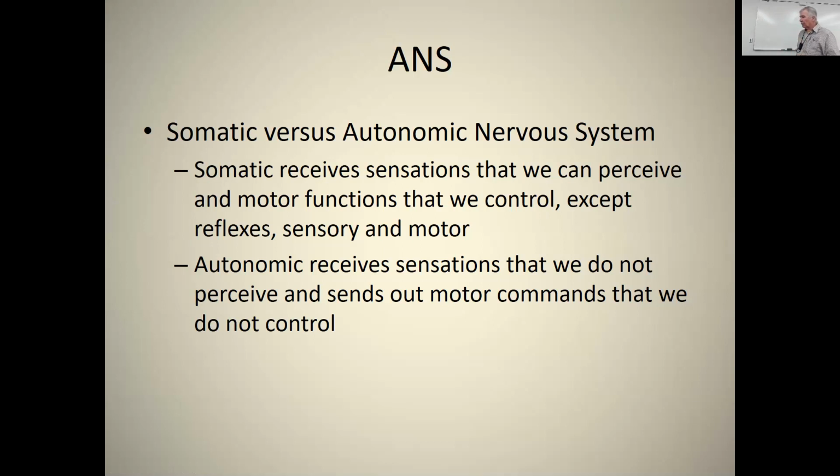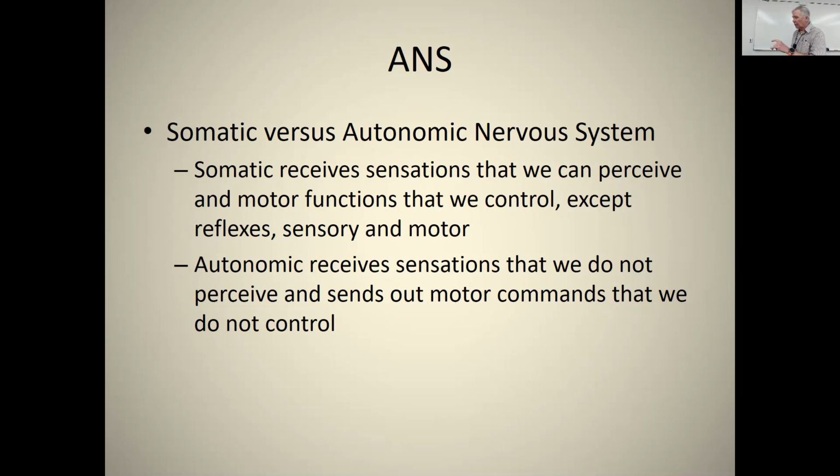So what's the difference here between somatic versus autonomic? Somatic receives sensations that we can perceive and motor functions that we control, except for reflexes. And sometimes you can control reflexes. Some reflexes you can control, other ones you cannot. So that's somatic sensory and somatic motor.